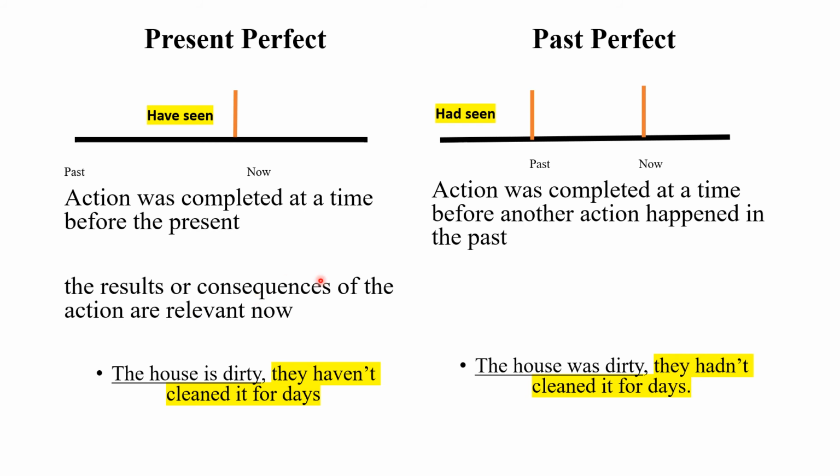While on the other hand, a past perfect tense includes an action that was completed at a time before another action happened in the past, which means that something happened before something else was going to happen.